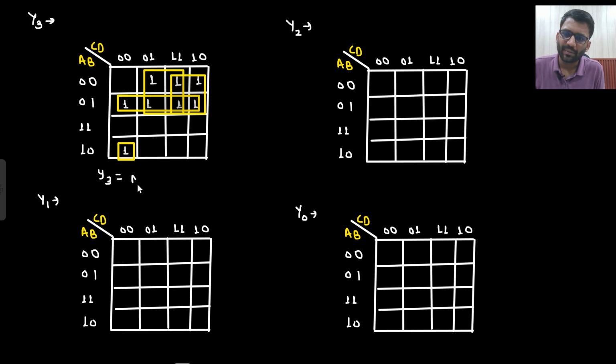So for this guy, the expression is A B bar C bar D plus A bar B plus A bar. Here what is changing? Here A bar is same, and D is same. Plus in this one, A bar is same and C is same.